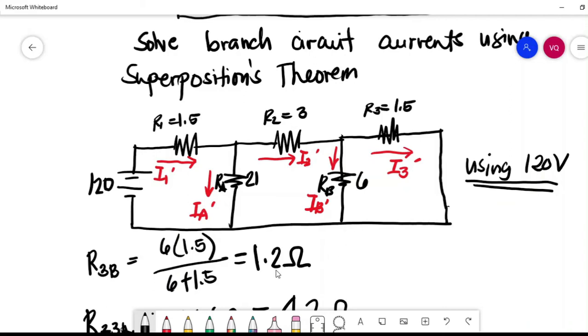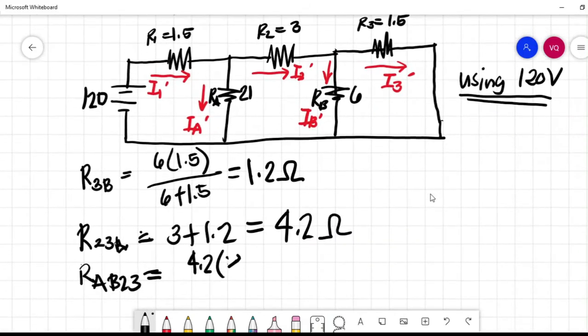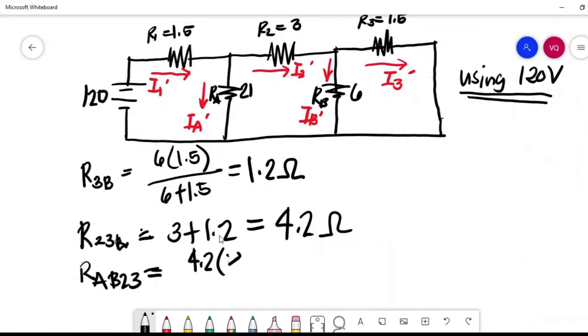For us to solve the I1 prime, we will solve first the total resistance of the circuit. By doing that, we will first parallel the R3 and RB. So 6 times 1.5 divided by 6 plus 1.5 equal to 1.2 ohms. So after this parallel, we will series it with R2. So R2B is equal to 3 plus 1.2 is equal to 4.2 ohms.